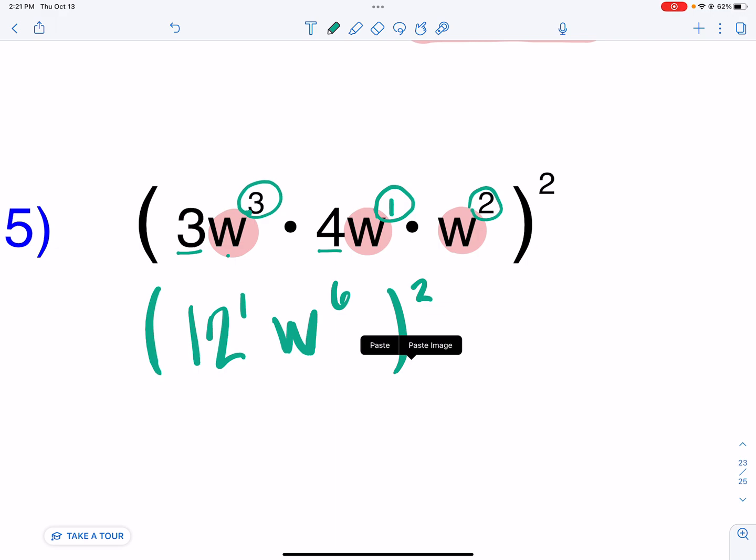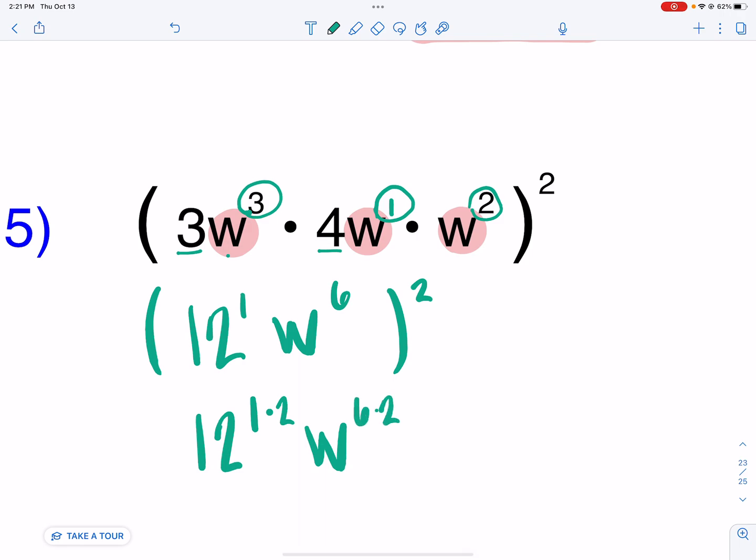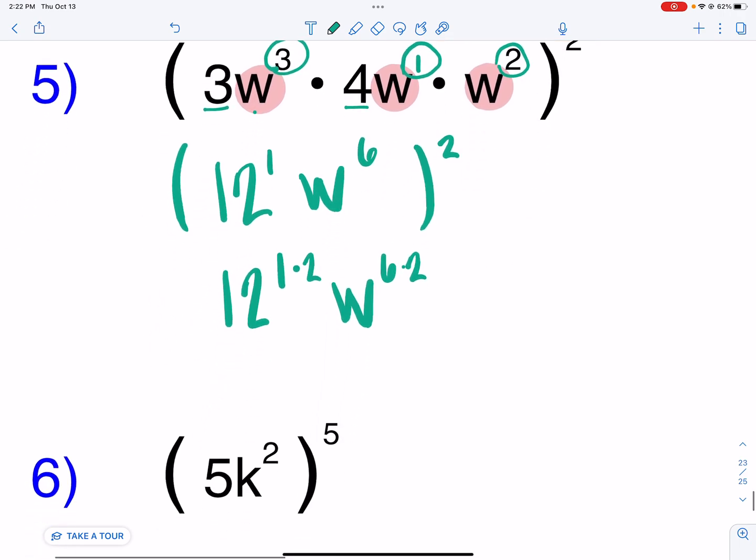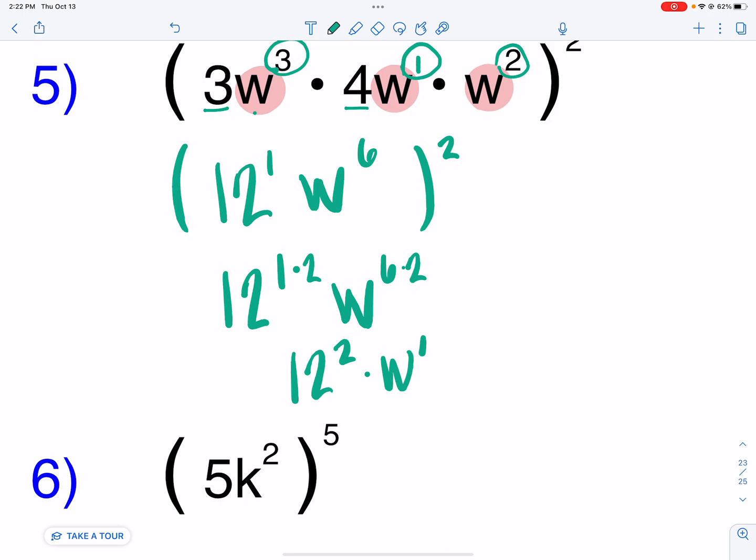And I'm going to distribute that 2 to everybody. So I get 12 to the 1 times 2 power, and W to the 6 times 2 power. So that's 12 squared times W to the 12th. So I get 144 W to the 12th.